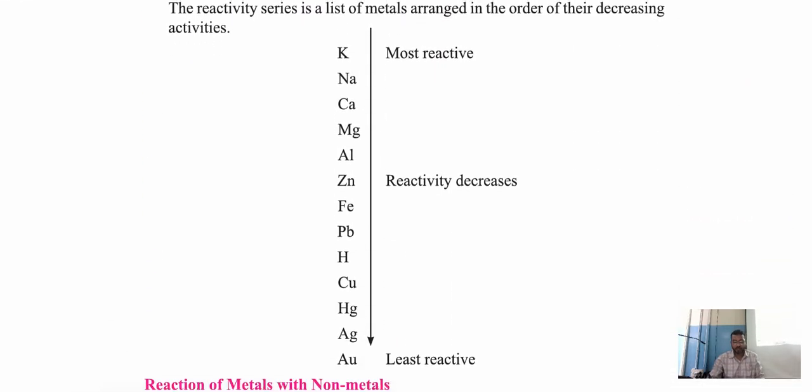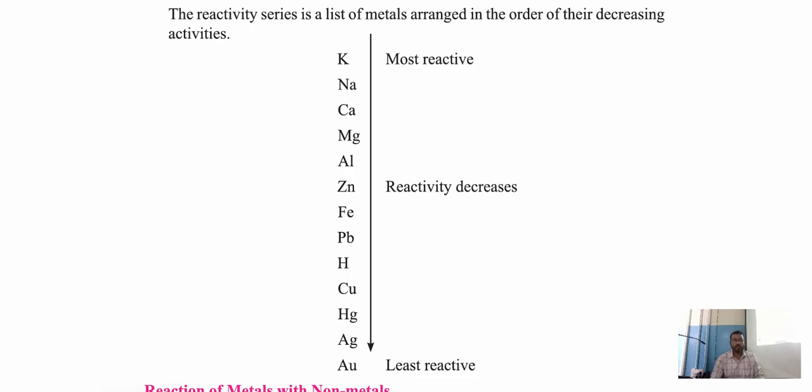Can you see the reactivity series? Potassium, sodium, calcium, magnesium, aluminum, zinc, iron, lead, hydrogen, copper, mercury, Hg is mercury, silver and gold. Sir, how to remember this? I'll give a small example.